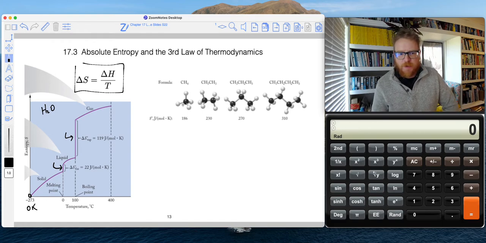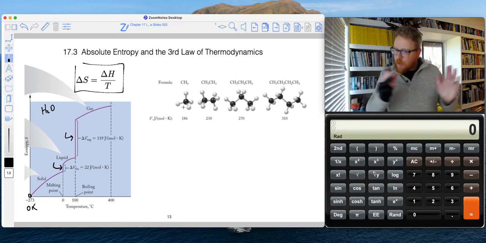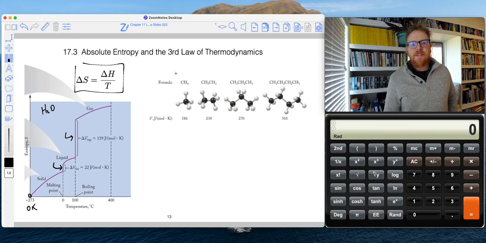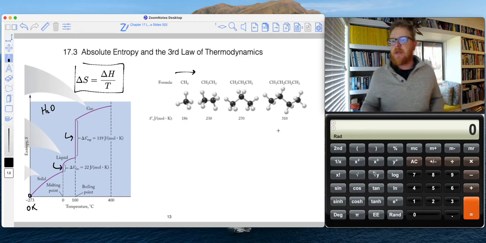And of course, like I said, we talked about this already, but if we were now to look at the same temperature, but now we change the molecular structure, we can see as we increase the number of carbon atoms in this chemical structure, we're getting an increase in entropy, which is to be expected.